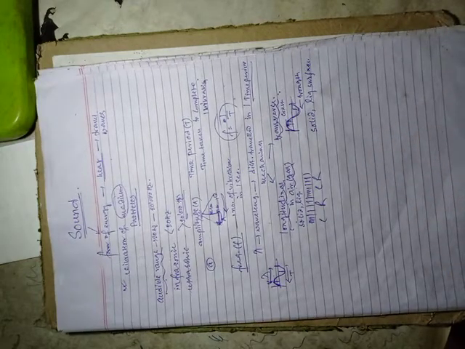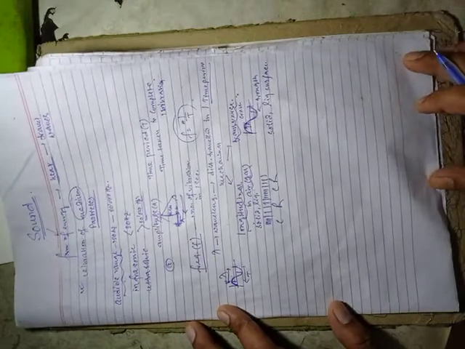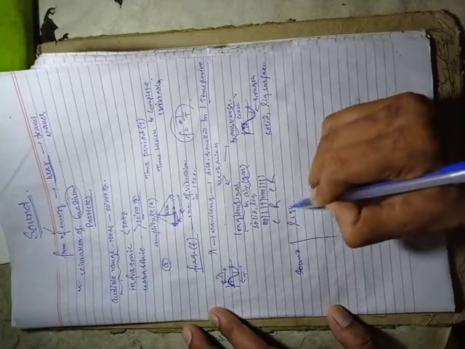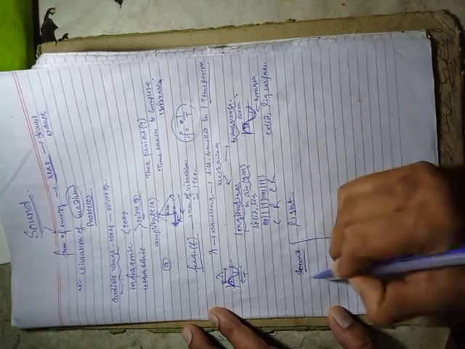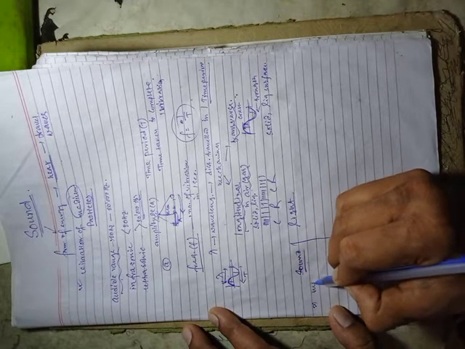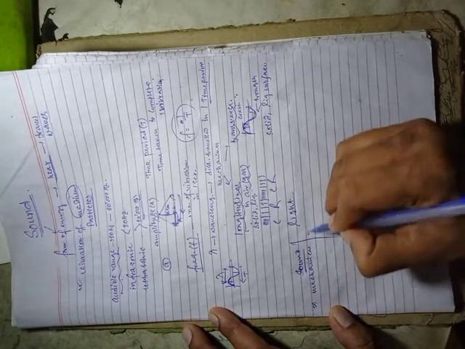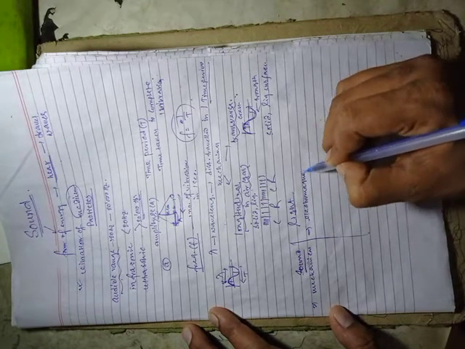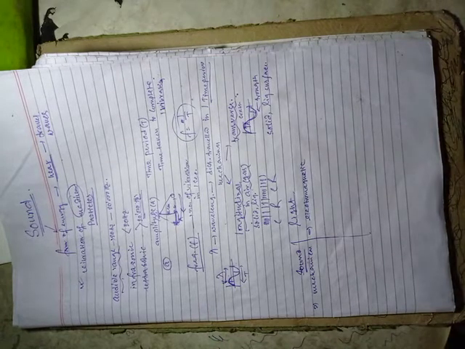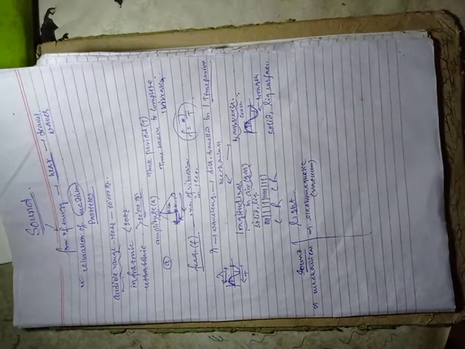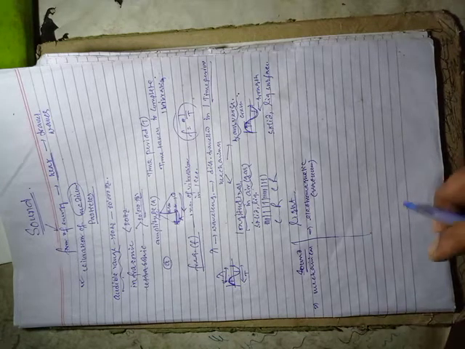So students, now come to the difference between sound and light. Sound generally moves as a mechanical wave, and light is an electromagnetic wave. Electromagnetic means it can move in vacuum. It can travel in vacuum, but sound can't travel in vacuum because it is a mechanical wave. It needs a medium to travel.